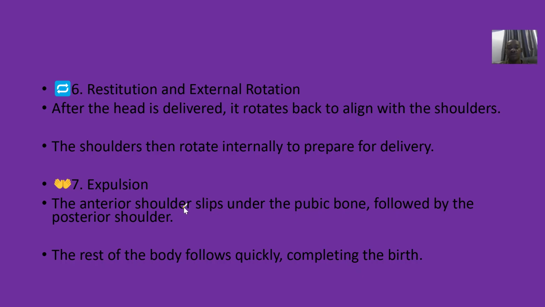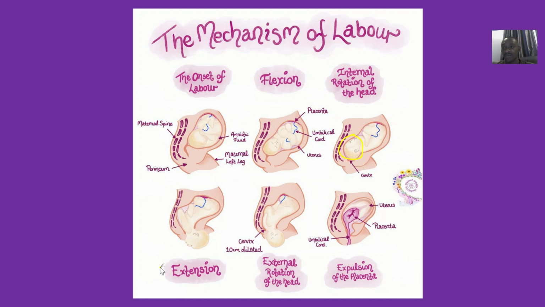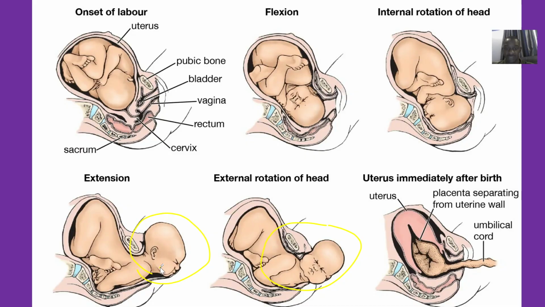Expulsion. All right, so the anterior shoulder slips under the pubic bone, followed by the posterior shoulder. Now the rest of the body follows quickly, completing the process of childbirth. So these are the mechanisms of labor. All right, step by step.